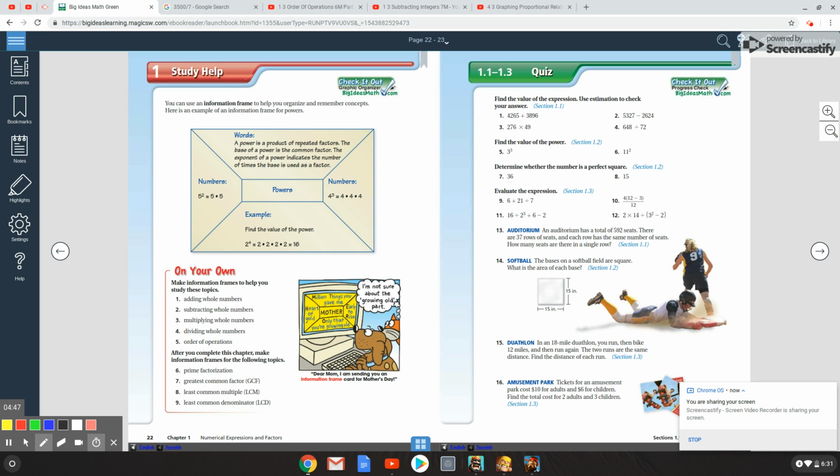Alright, hopefully you've done number 6. It's going to be 11 to the power of 2, which is 11 times 11, which is 121. And yes, I have memorized that, and you should memorize it too. Next, determine whether the number is a perfect square. 36 is a perfect square because 6 times 6 is 36. Now you solve number 8.